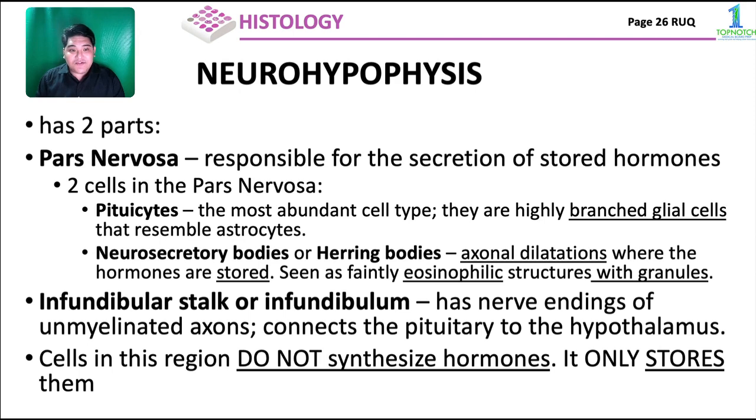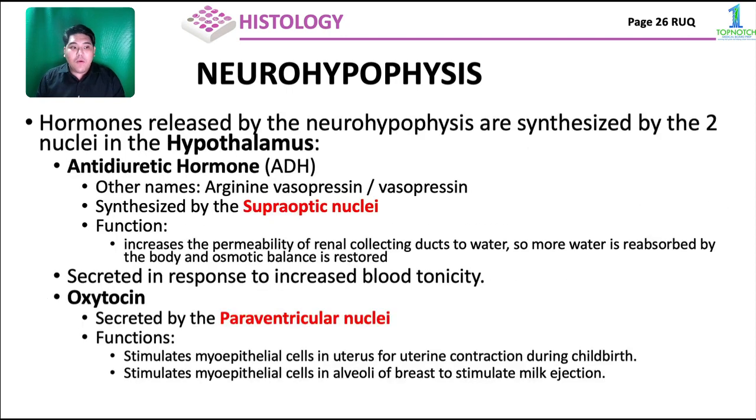Okay, so cells in this region do not synthesize hormones. They only store them. Why? Because the hormones released by your neurohypophysis are synthesized by two nuclei in your hypothalamus. Your ADH is synthesized by your supraoptic nuclei, but of course, some also from the paraventricular, mainly from your supraoptic. And then your oxytocin is secreted by the paraventricular nuclei and some from your supraoptic nuclei. That is the most important part there.